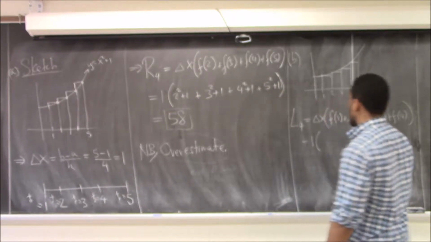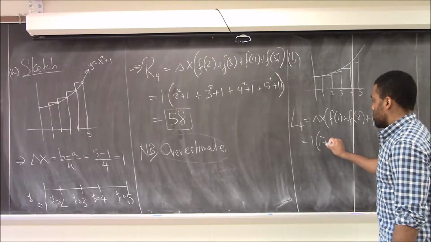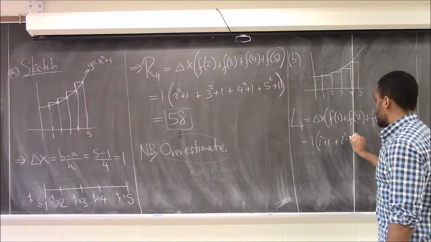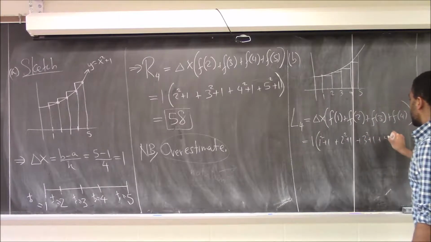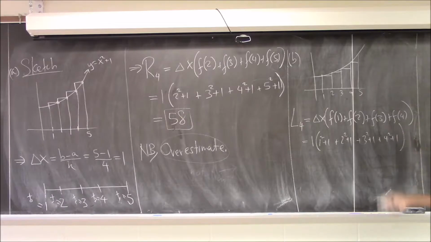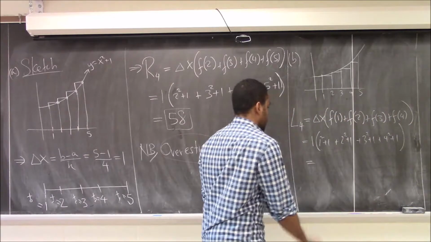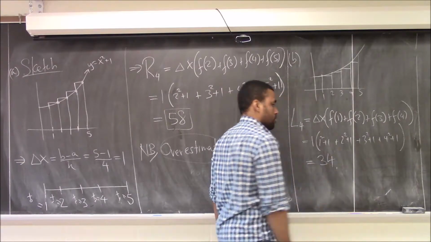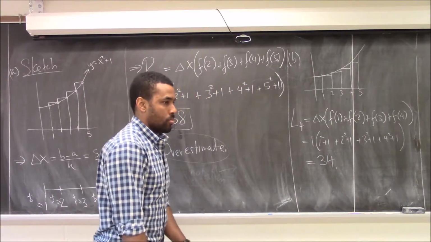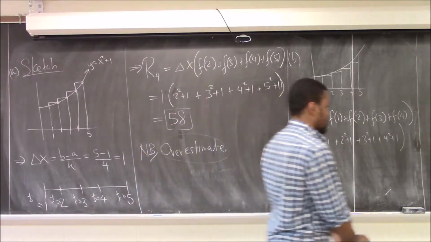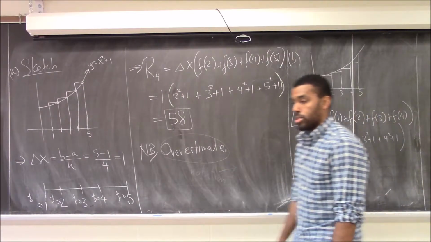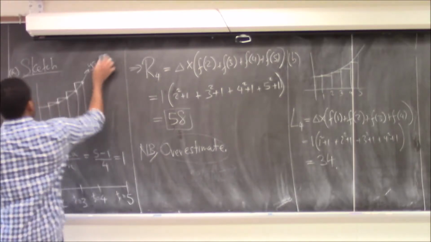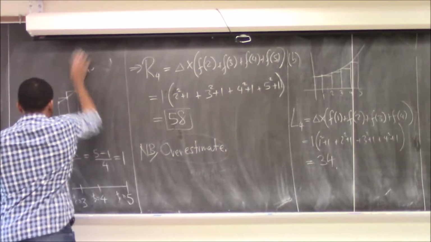So this is 1 times 1 squared plus 1, you plug into the function, 2 squared plus 1, 3 squared plus 1, 4 squared plus 1. And that's your approximation, whatever that is. 34. And that would be the answer if you were doing left-hand intervals. How would midpoints change things?